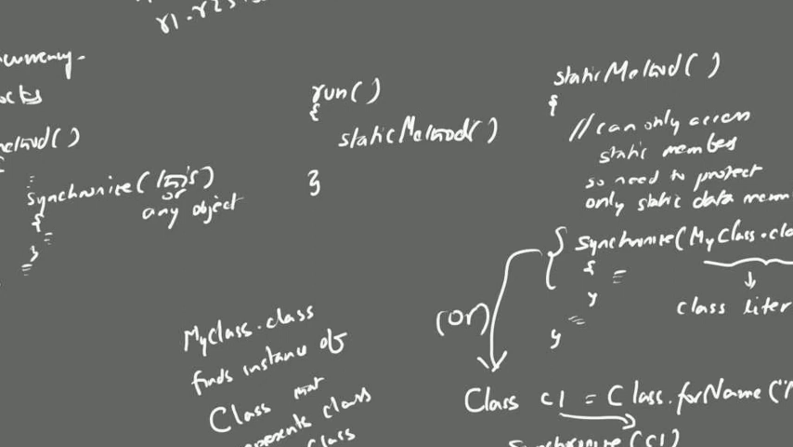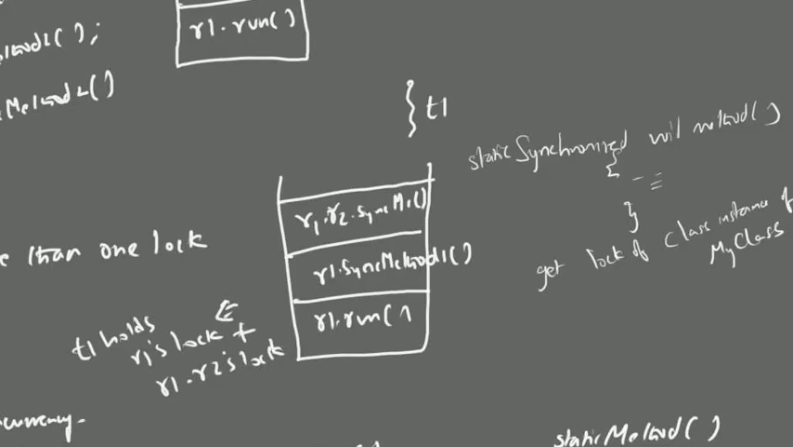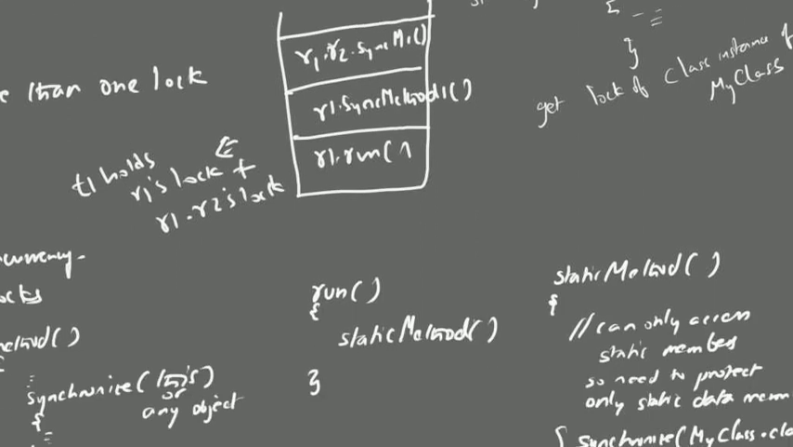Alternatively, in order to provide synchronized blocks within static methods, you could do synchronized on MyClass, which is a class literal, which finds the instance of class that represents MyClass. So you could have the synchronized keyword on both static and non-static methods. In case of non-static methods, the thread acquires the lock of the instance which invokes the method. In case of static methods, the thread would acquire the lock of the class instance of the particular class which defines the static method.